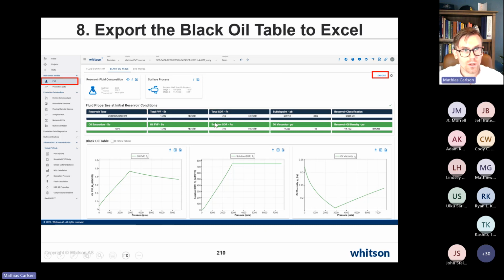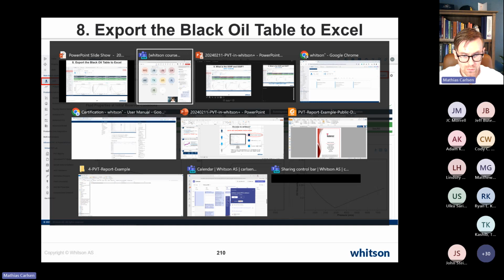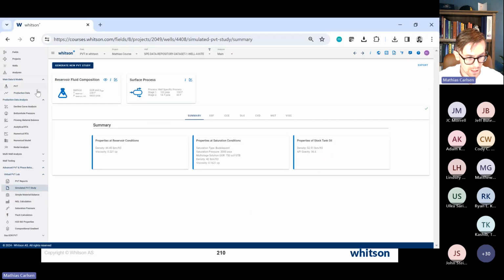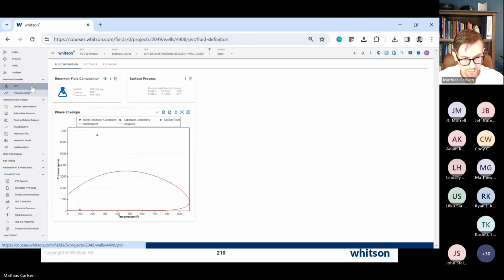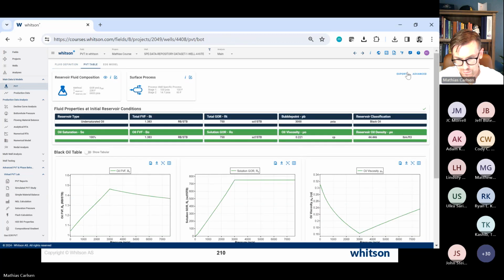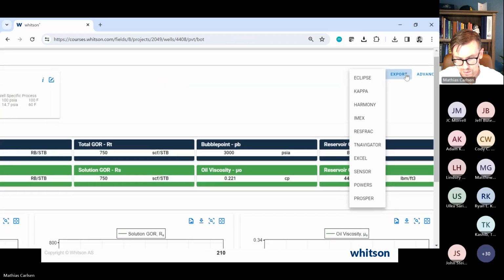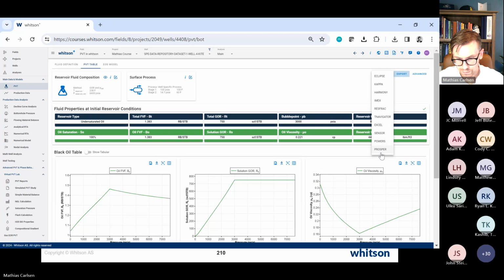If you wanted to export this table from the software, you can do that up to the right here, for any third-party tool.